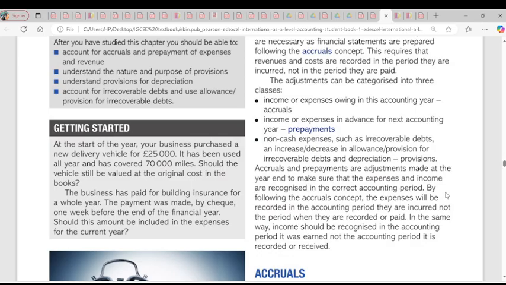So here I wrote, the adjustments are important as financial statements are prepared following the accrual concept, which means revenues and costs are recorded in the period that they are incurred, not in the period they are paid. So it is not when we make the payment. In as much as we have incurred it, it means we have accepted the liability. So it has to be recorded. Do you get the point I'm making here?